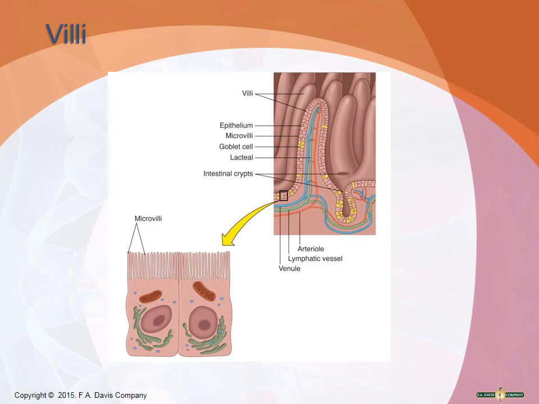So in these villi, we have goblet cells, and the goblet cells are secreting mucus, and the epithelial cells have the microvilli.